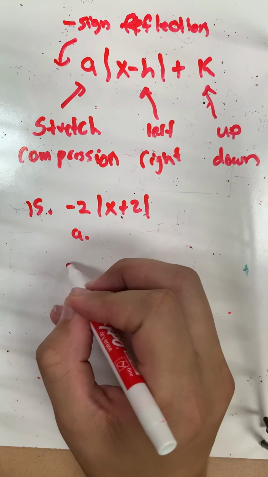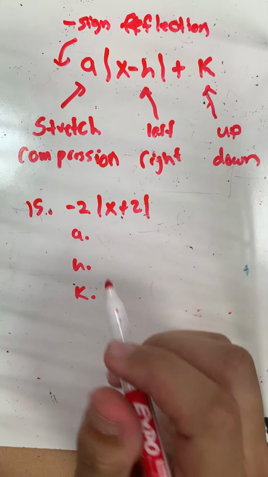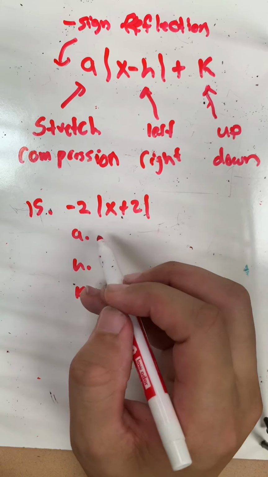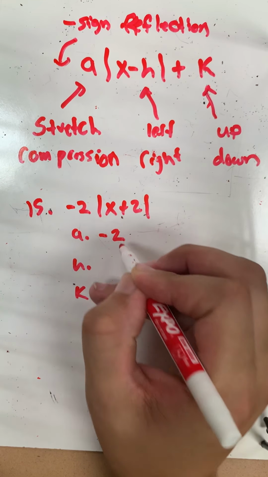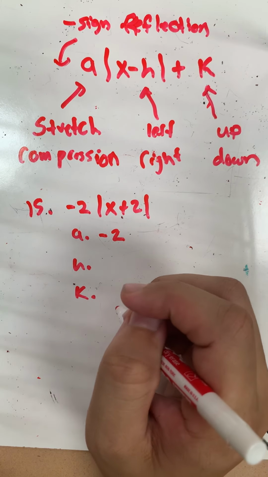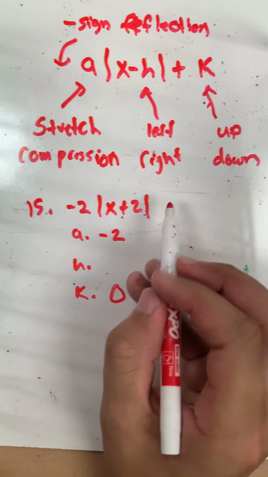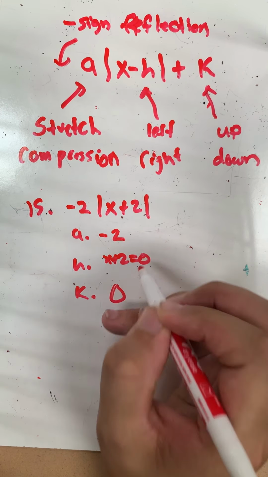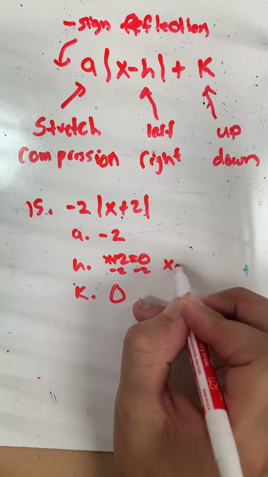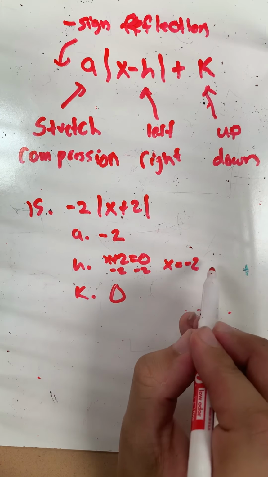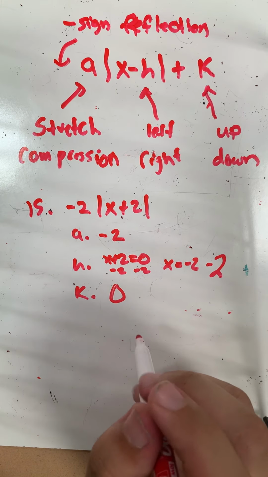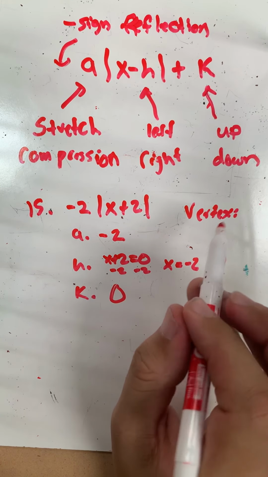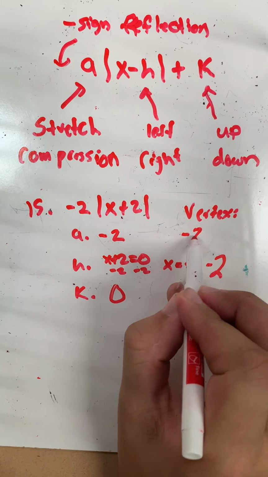So what's my A? What's my H? What's my K? Sorry, the bell is kicking in real quick. Let's take a second. So if we look here, my A, once again, is a -2. My K is going to be 0 because I don't have a K this time. And my H is going to be x plus 2 equals 0. So we subtract 2 and we get x is equal to -2. So my H is going to be -2. So then my vertex is going to be H and K, which is -2, 0.